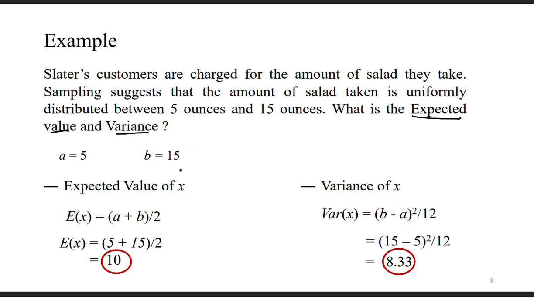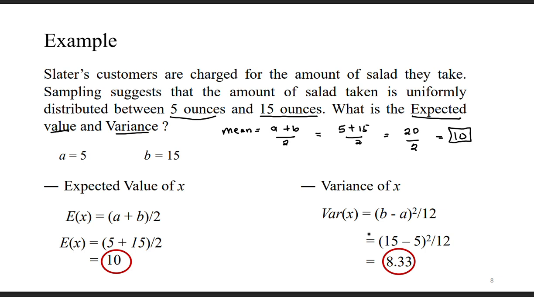Now, remember our formula said our mean is equal to the smallest value in the interval plus the bigger value in the interval divided by 2. From the question, it says it's uniformly distributed between the smallest value of 5 ounces and the bigger value of 15 ounces. So we're looking at 5 plus 15 divided by 2. Now that gives us 20 at the top here divided by 2, and 20 divided by 2 is 10. And so the average amount of salad they take is 10 ounces.